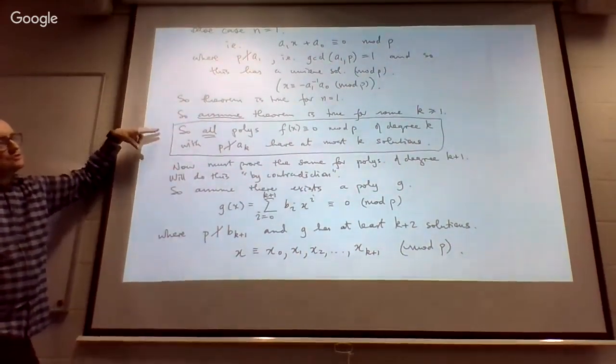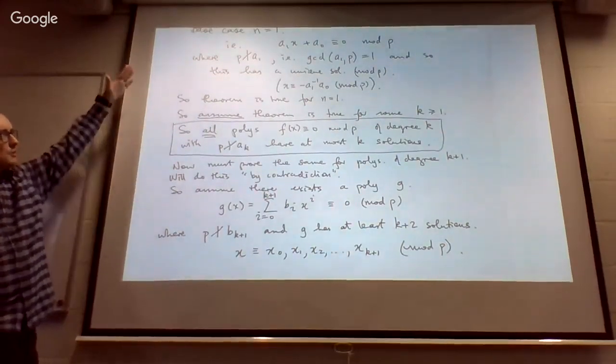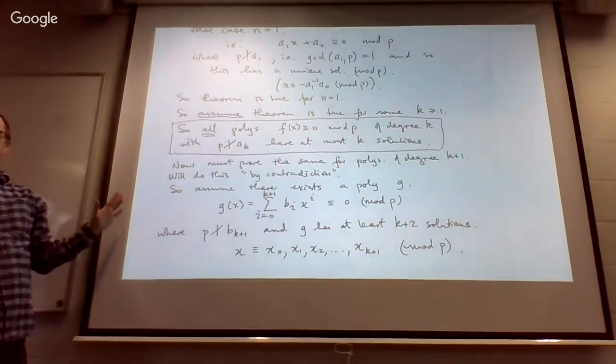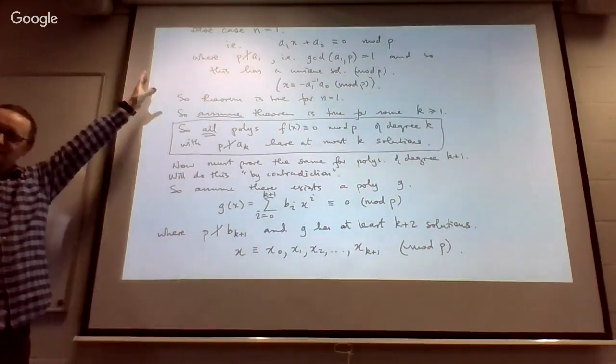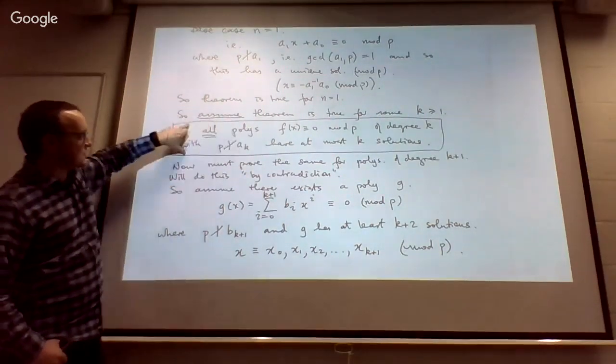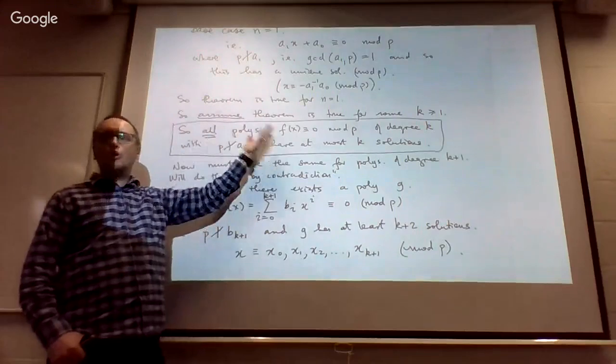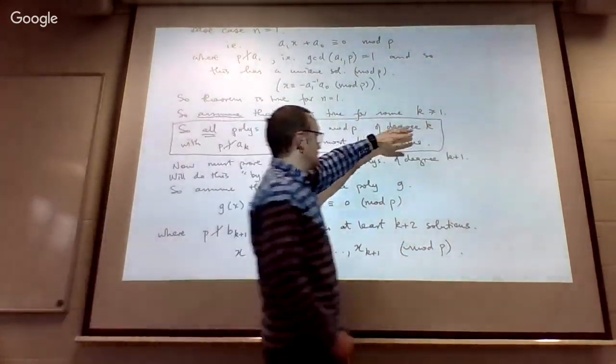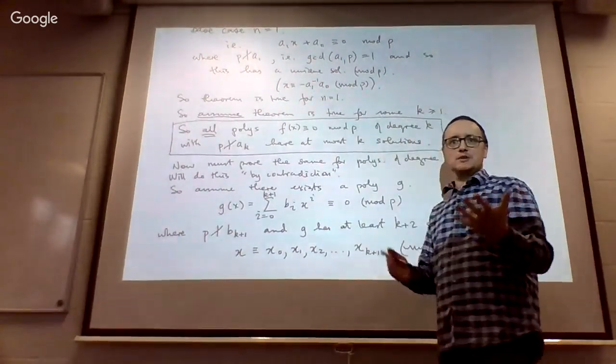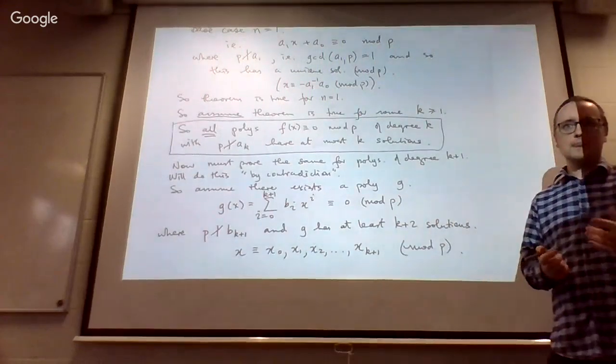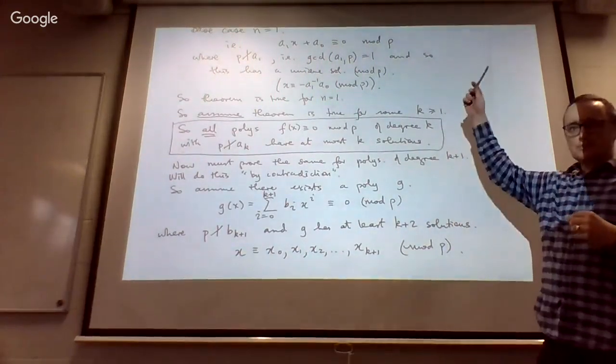So just remember where we are. We're in the middle of the proof by induction. We proved the base case. The theorem is this statement in the blue box, for all polynomials. Not polynomials of a certain degree, but for all polynomials. That's what we're trying to prove. We proved the base case.